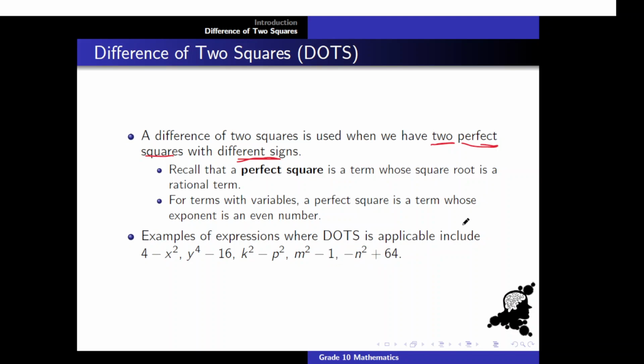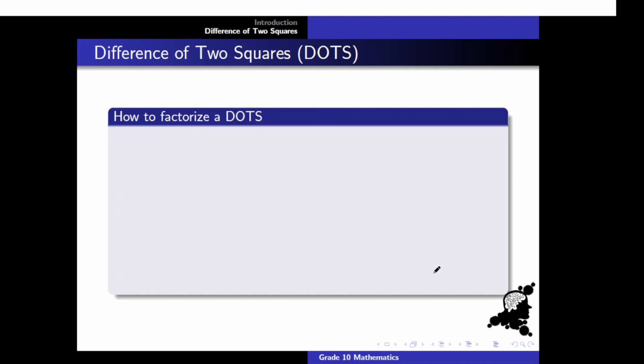If I have something like p squared plus q squared, this is not a difference of two squares. Why? Well, you might say, but we've got two terms. Yes, they've got perfect squares. Cool. But then you would notice that we do not have different signs. Both p squared and q squared are positive, so this does not apply to the difference of two squares. Please take note of it. In fact, we have no method of factorizing this. You cannot factorize such an expression.